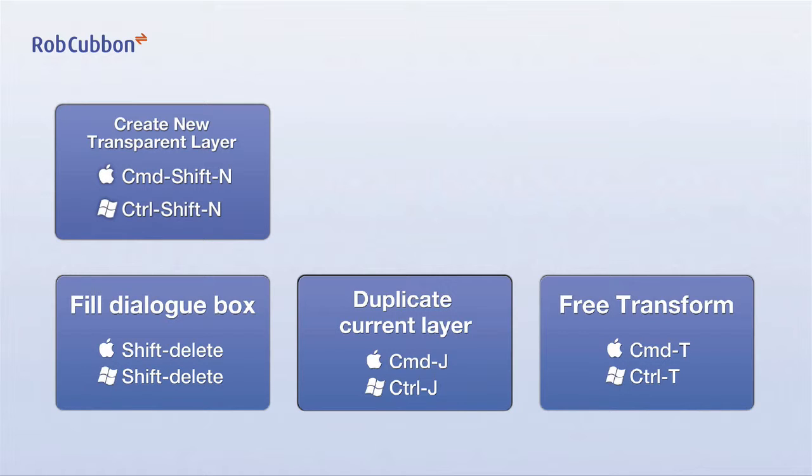This is for making stuff bigger, smaller, for skewing it, for reflecting it. You can just do everything with free transform in terms of transforming the shape of a load of pixels.